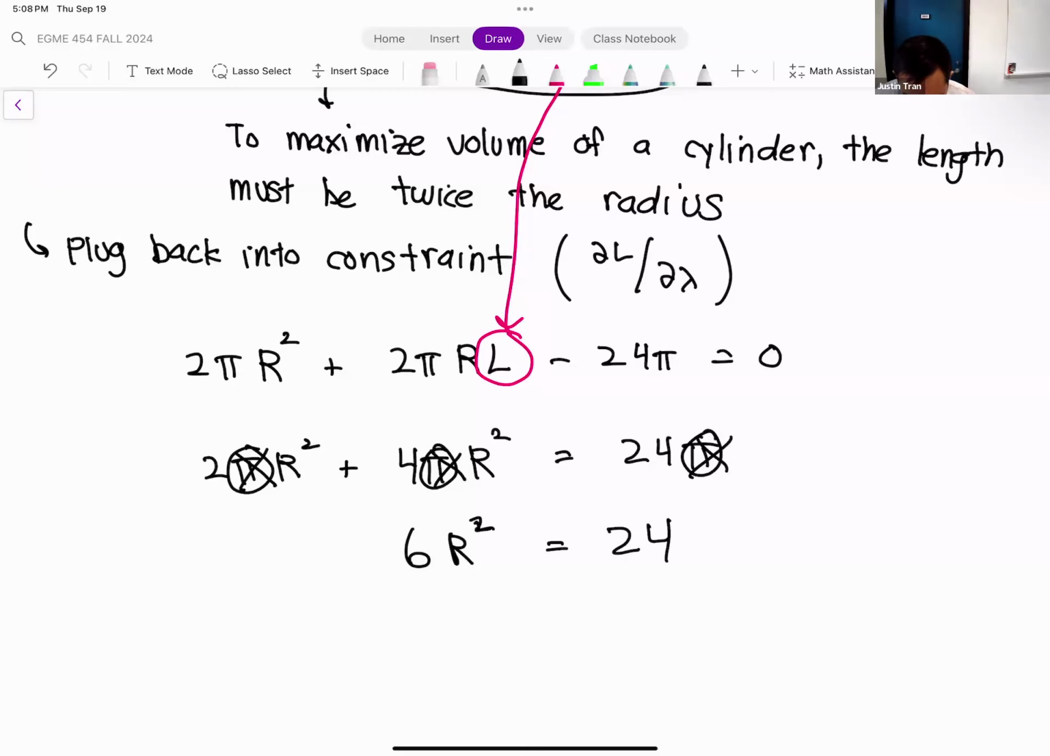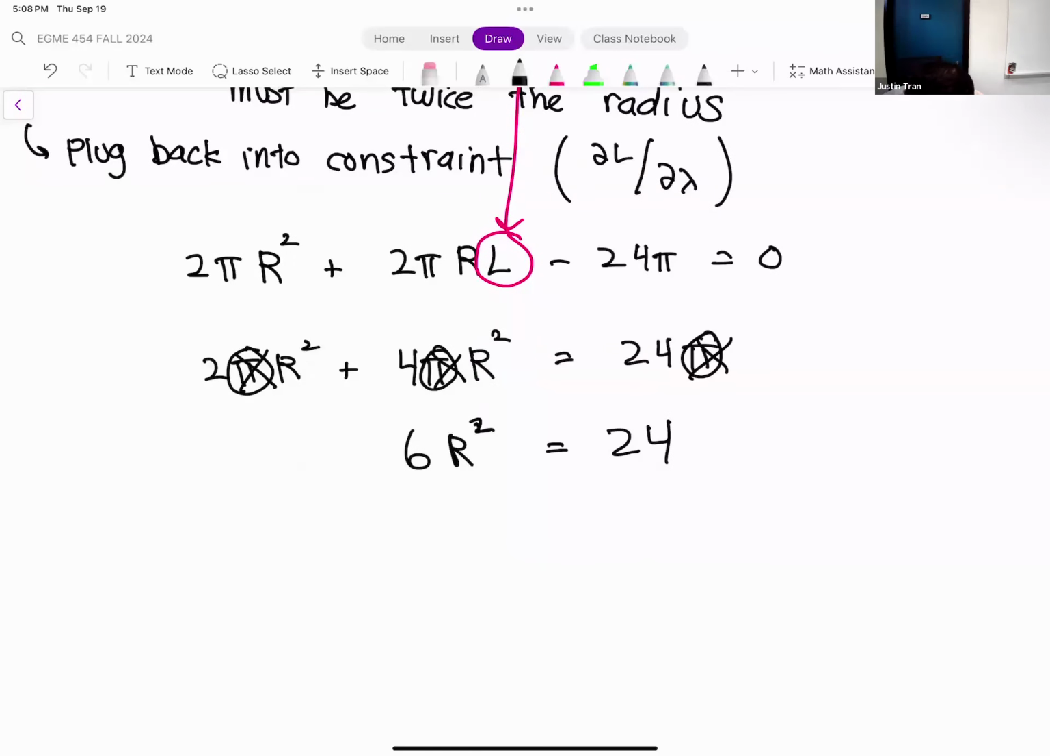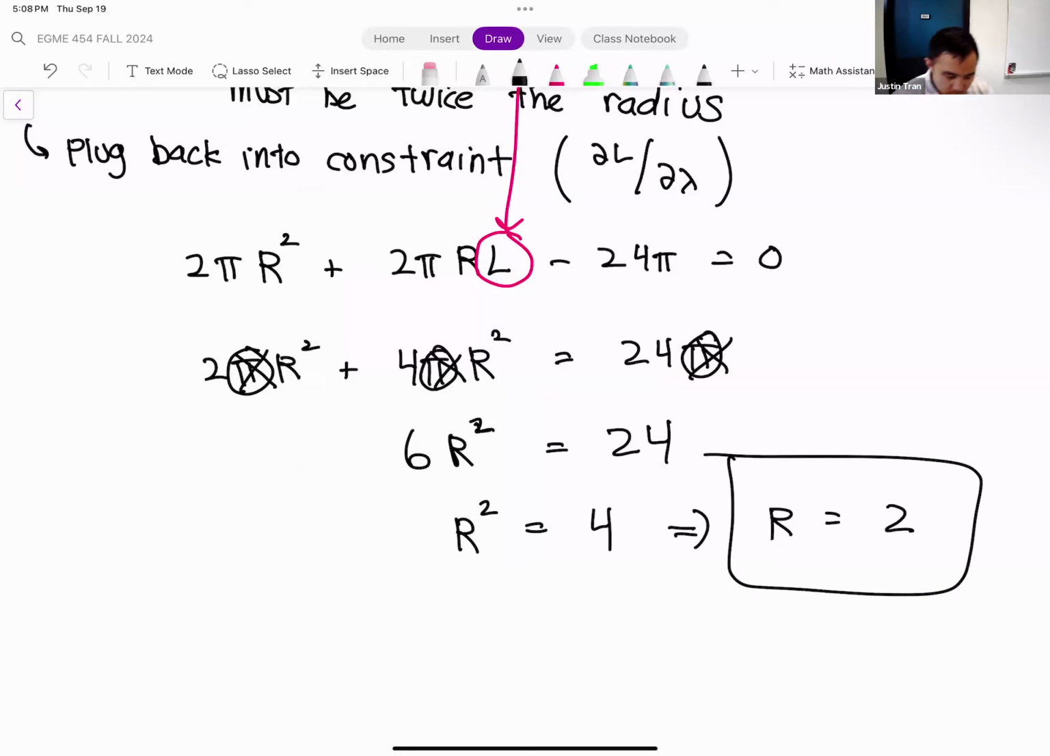And then from here, it's pretty straightforward, so let's divide both sides by 6. 24 divided by 6 is 4. And so we take the square root. The radius has to equal 2. Okay. 2 what? I don't know. I didn't have the foresight to put units on that surface area. So that surface area was 24 pi meters squared, and this would be 2 meters.